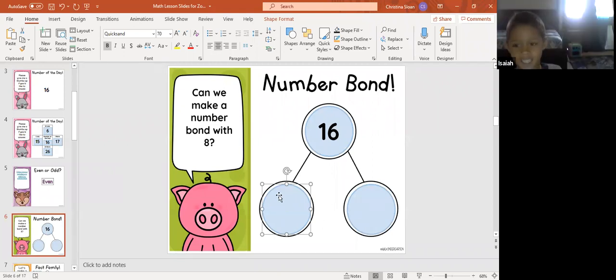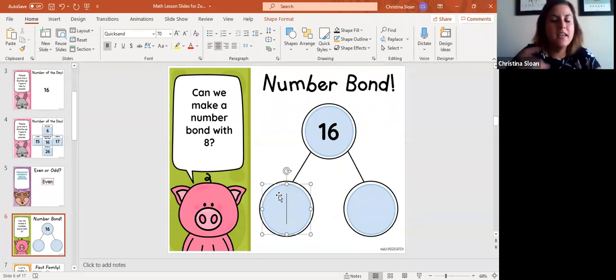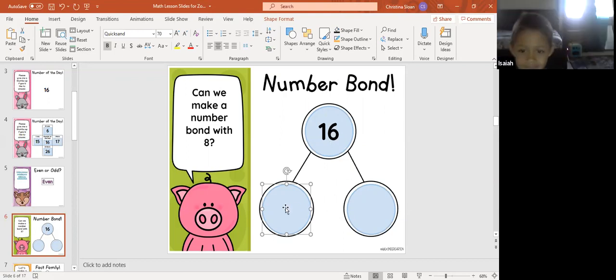10 and 6. You know what? You are right. 10 plus 6 is 16, but we're looking for our doubles facts. Do you remember doubles facts? They mean that we have the same number. Do you remember which double fact gives us 16? Which one? 8 plus 8.